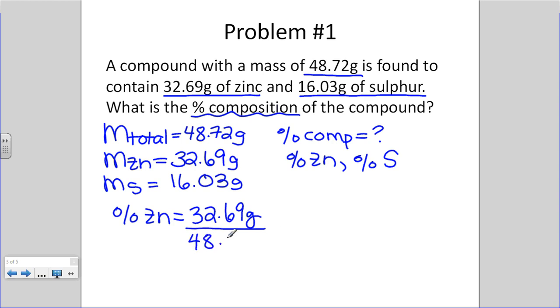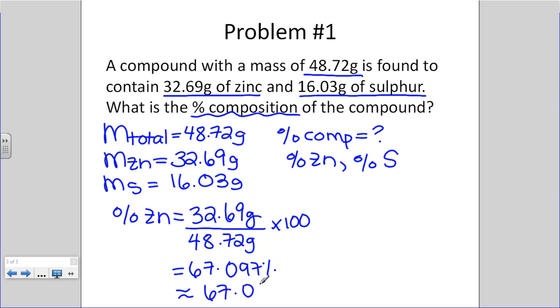48.72 grams, and we're going to multiply by 100. When you do that, you should get somewhere around 67.097%. And then don't forget about your significant digits here. That applies to these problems as well. All of the values in the question have 4 significant digits. So here, make sure your final answer is rounded to the correct number of significant digits.